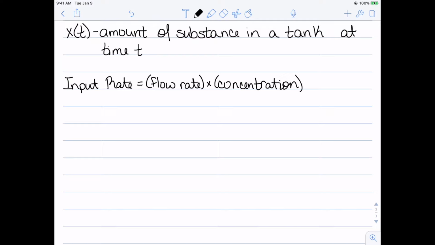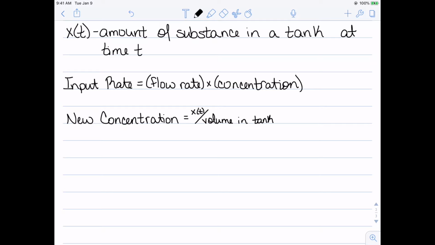For these, we're going to need our input rate to be the flow rate, the amount of liquid containing our substance, and how quickly it's coming in, times the concentration of the substance in the given liquid. Our output rate is going to be more complicated, but we're going to do a very simple model that assumes the concentration is kept uniform in the mixture. So essentially it's all being stirred constantly. We don't have the substance rising to the top or sitting at the bottom.